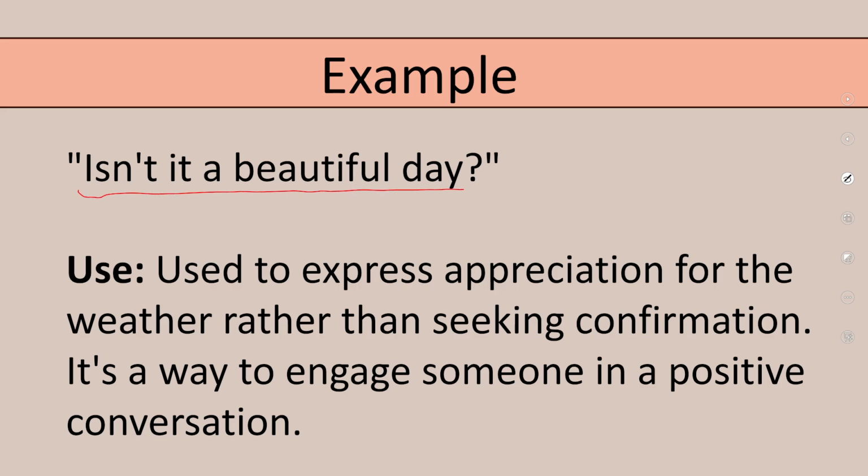Isn't it a beautiful day? For example, if you are with a friend and sitting outside, it's a beautiful day, the cool breeze is blowing and everything is so good. So you will say, isn't it a beautiful day? It means it is a beautiful day. We use it to express appreciation for the weather rather than seeking confirmation.